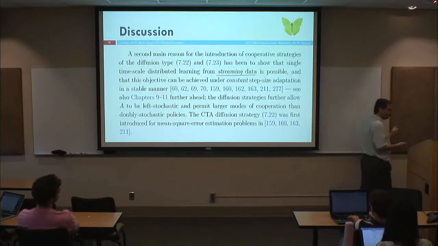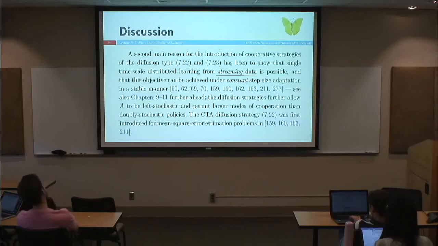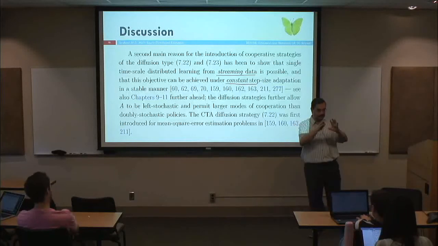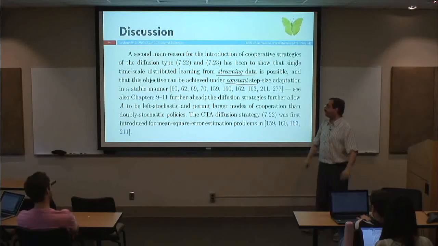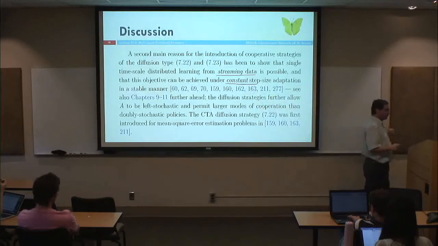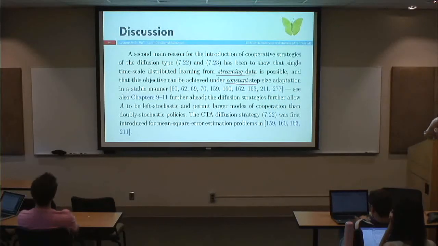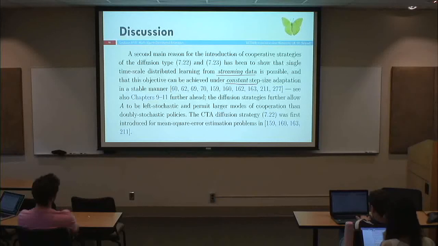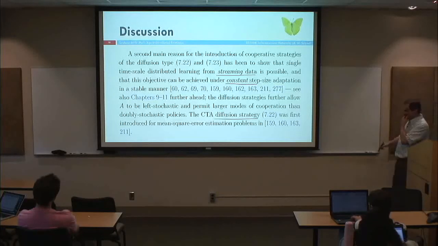That's one. Number two, I would like it to be able to learn continuously. So even if the channel that I'm tracking or the unknown that I'm tracking changes, I would like the network to be able to track it. For that, I need a constant step size. But once you want the step size to be a constant, you need to ensure that your network stays stable, right? So these were the main motivation for the study of diffusion strategies of the CTA type or ATC type.